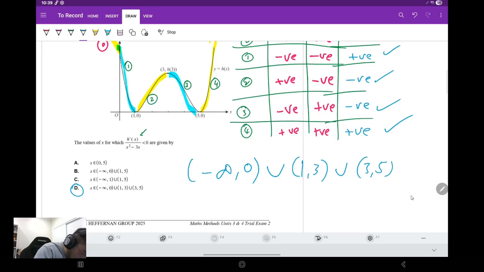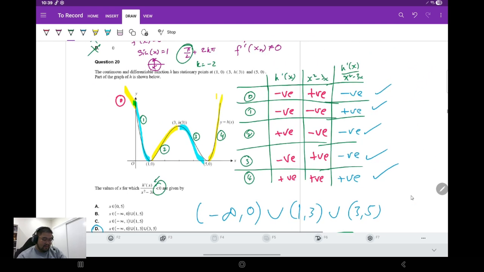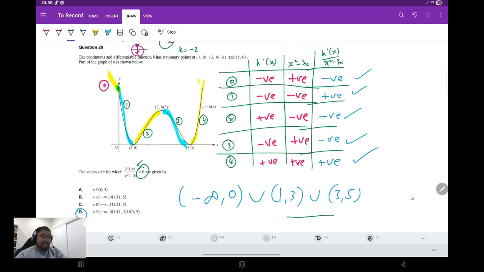Keep in mind, the reason why we didn't combine the whole thing is because this doesn't have a notch on the bottom. That's why we had to exclude 3 at this point. Okay, so D is the correct answer. That's a bit of a doozy of a question. And that's the end of the multiple choice. I'll create a new video for the short answer shortly.